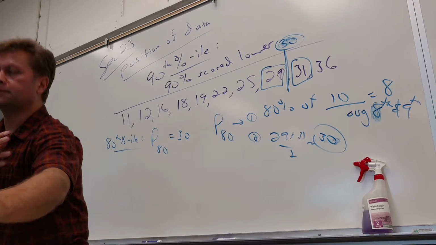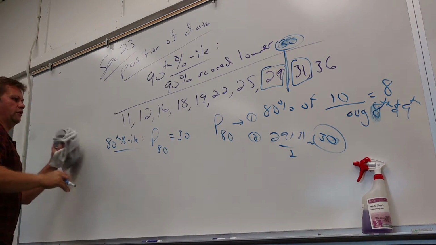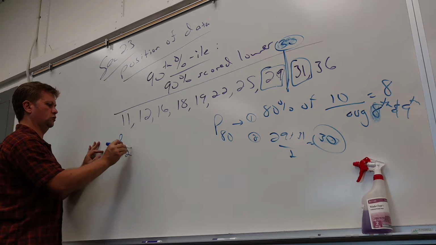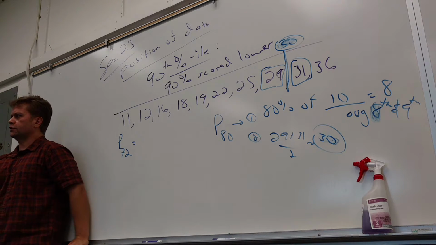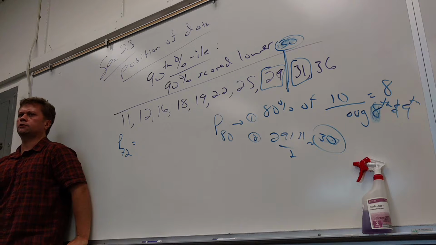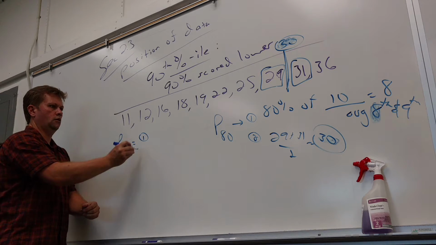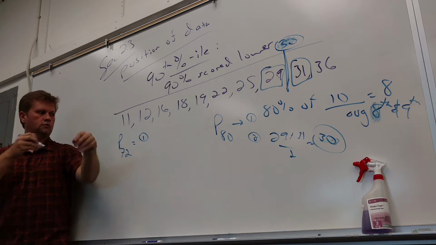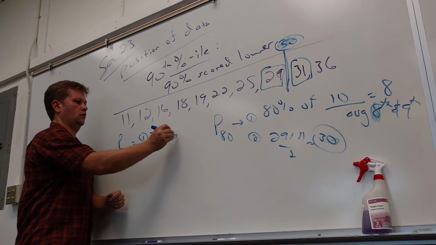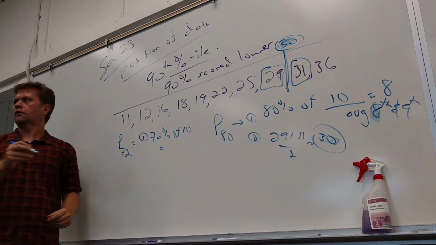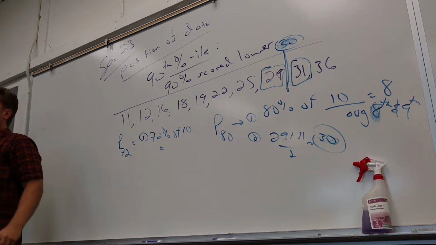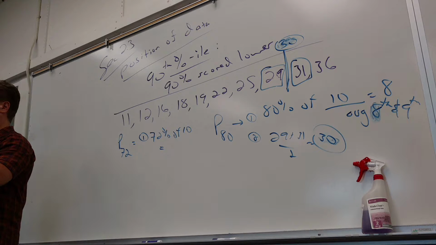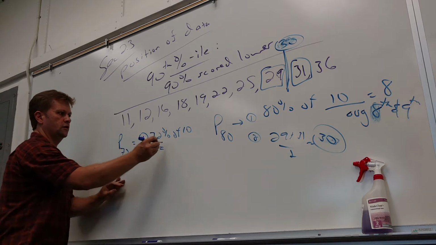So what if I ask you for the same set of data, what's P75? Let's say P72. So what's the first step to figure out the 72nd percentile? What's the first step? 72% of 10. What is 72% of 10? 7.2, right? 0.72 times 10, 7.2. I like it. Gotta be able to manipulate them decimals.